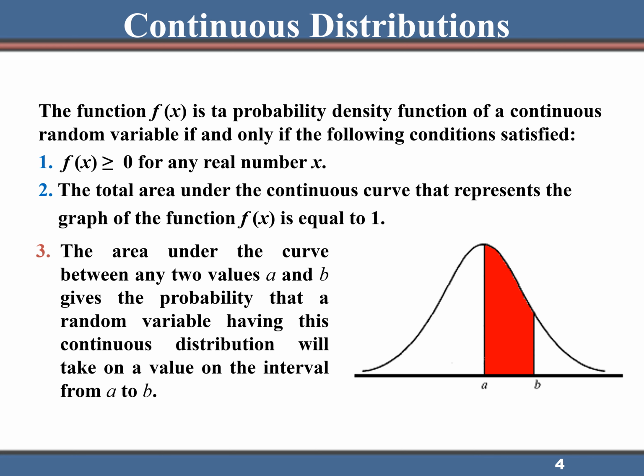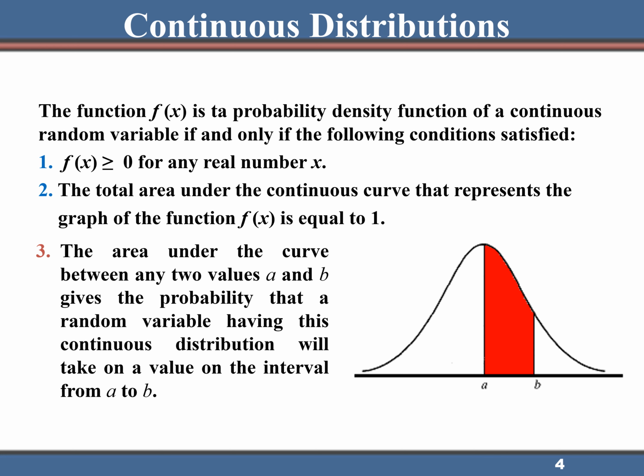The function f of x is a probability density function of a continuous random variable if and only if the following three conditions hold. 1. For any real number x, f of x must be greater than or equal to 0. This means that the graph of the function f of x is always above or on the x-axis. 2. The total area above the x-axis and under the graph of f of x is equal to 1.